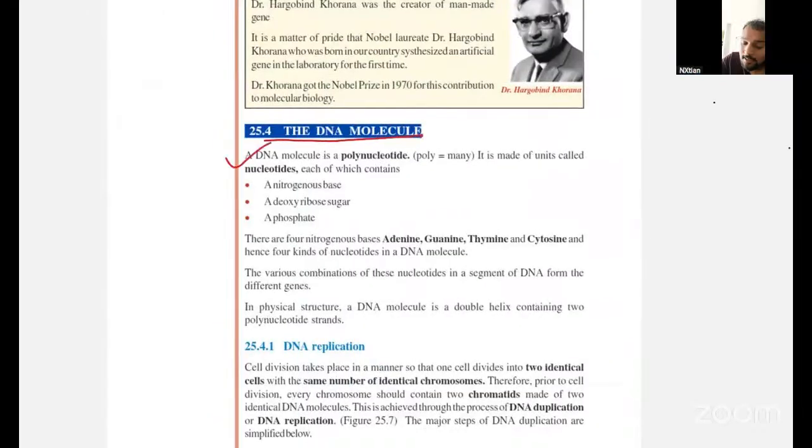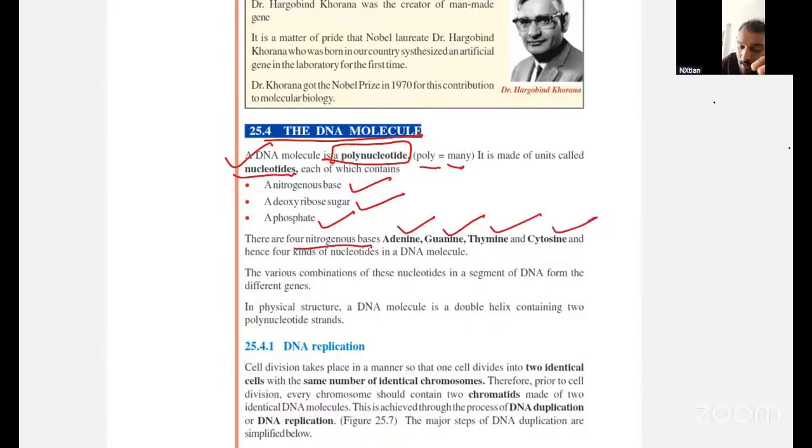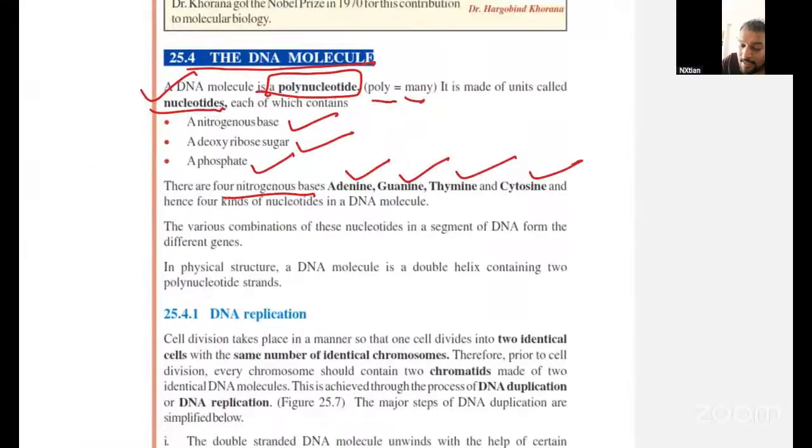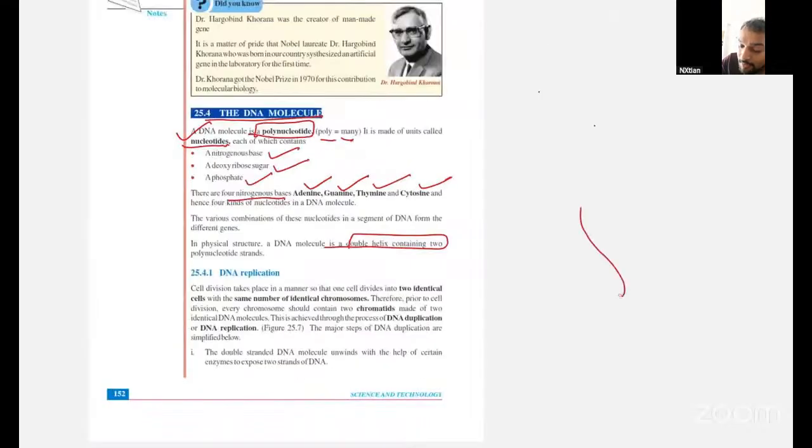Now, the DNA molecule is basically a polynucleotide. Why? Because poly means many, and nucleotide means they contain nitrogenous bases, deoxyribose sugar and phosphate. The DNA has these things. Now, what are the nitrogenous bases? They are called adenine, guanine, thymine, and cytosine. And DNA is in the form of a double helix. What is a double helix? Double helix means in the form of like this.